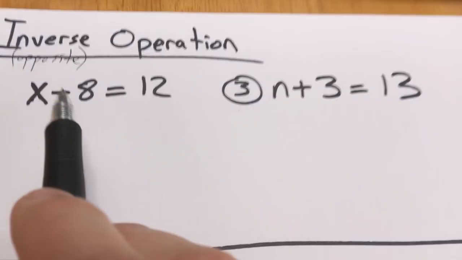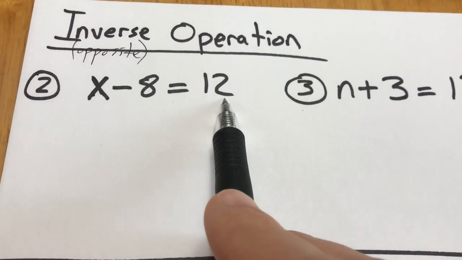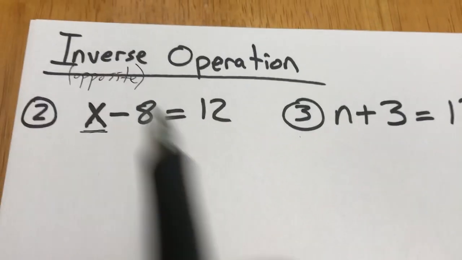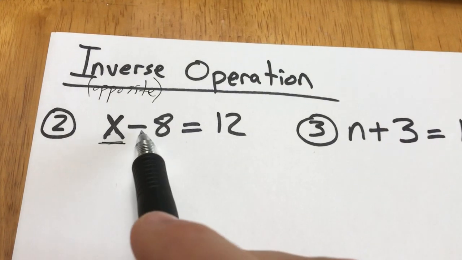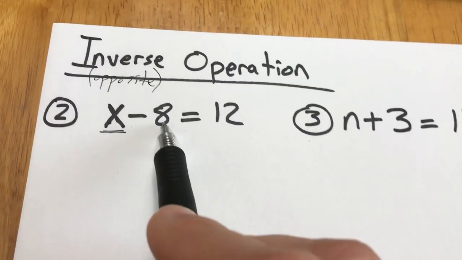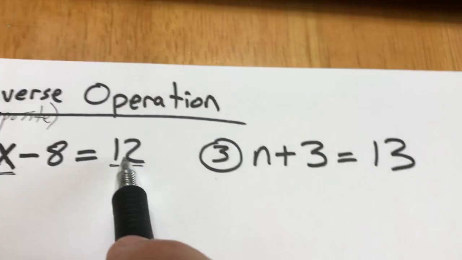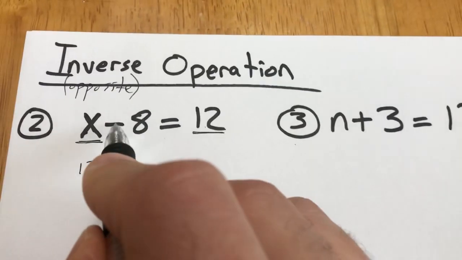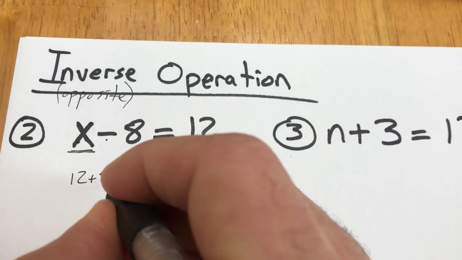So when we think about an inverse operation of something, let's look at problem number 2, which was x minus 8 equals 12. Well, to figure out what x is, because you're solving for x, you can use what's called the inverse operation. That means instead of using the operation of subtraction, we use the inverse operation. So we take the answer here, which is 12, and instead of subtracting 8, because that's on this side of the equation, we're actually going to add 8 to 12.